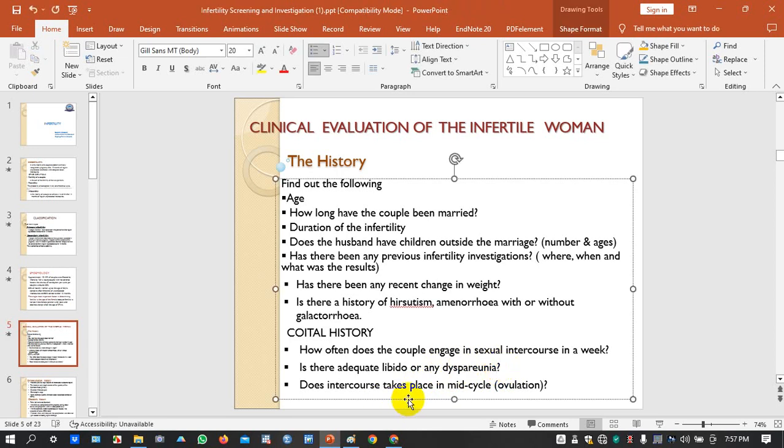Does intercourse take place in mid-cycle or ovulation? Do you have intercourse? Because if you have traveled, you are in Kumasi, your wife is in Bolgatanga, how frequently do you people meet to have sex? When you are having the sex, does it fall within the mid-cycle or the 14 days after the first day of menstruation? That's when you start menstruating. Day 1 to day 14.